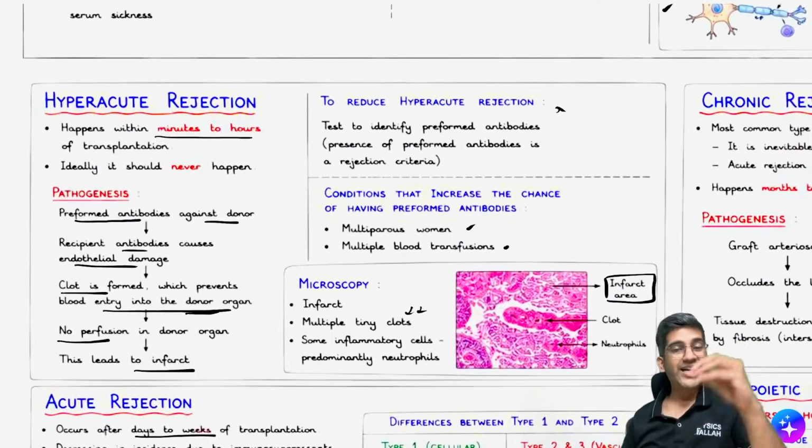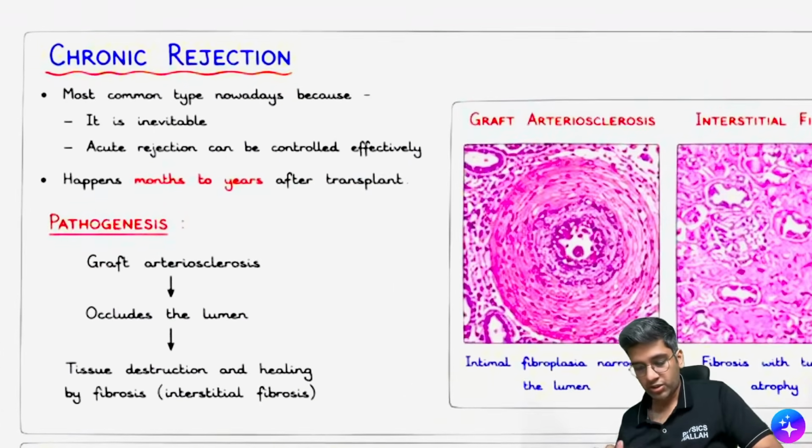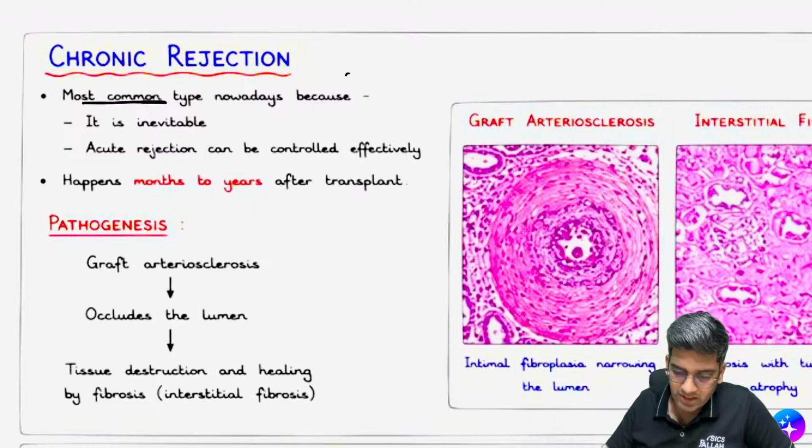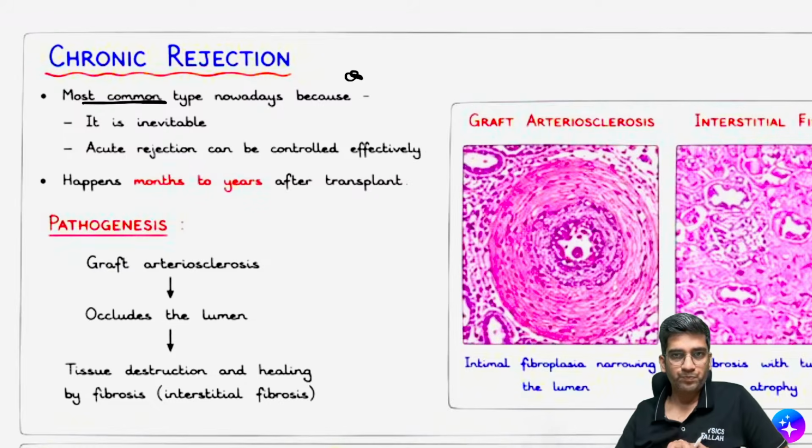Okay. This is for acute rejection. So what happens in chronic rejection? Chronic rejection is the most common these days. It can come in a viva or in an MCQ. Why has it become more common? If they ask you, simple.